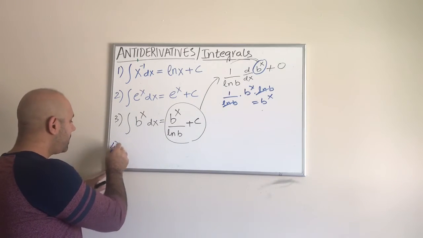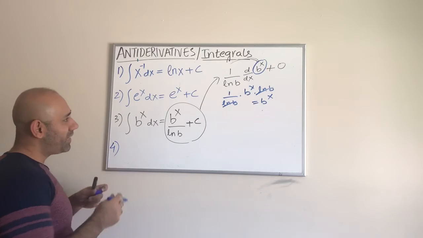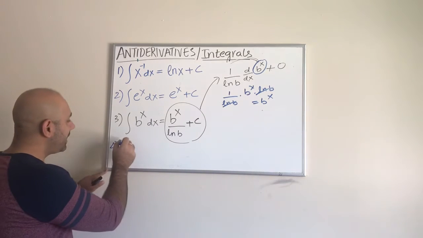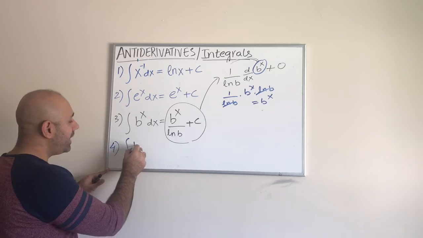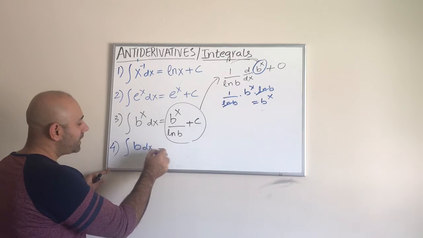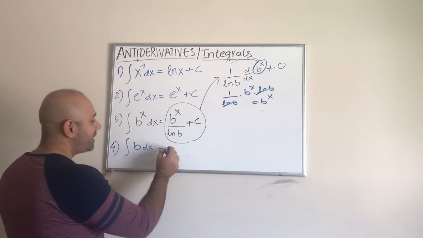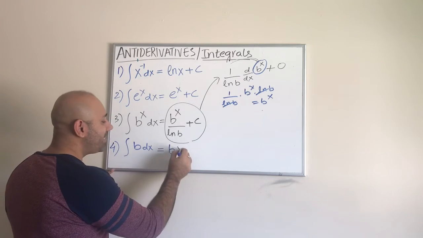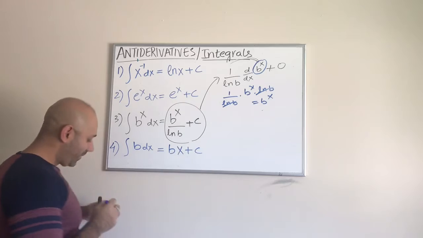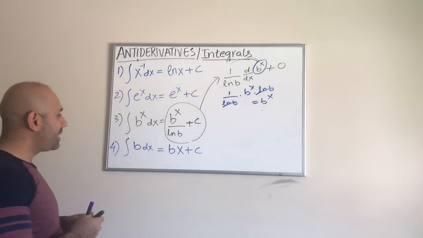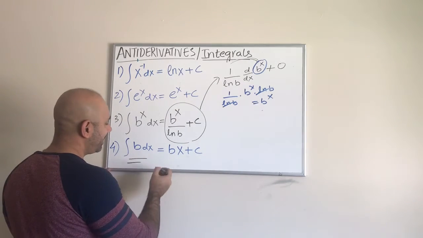And then the fourth one, which students sometimes find tricky, but it's not too complicated. That is, if you just have an integral of any constant with respect to x, the integral of any constant with respect to x is simply going to be the constant times x plus c.